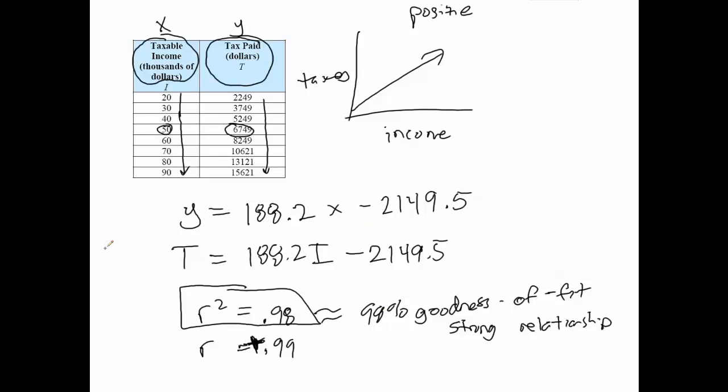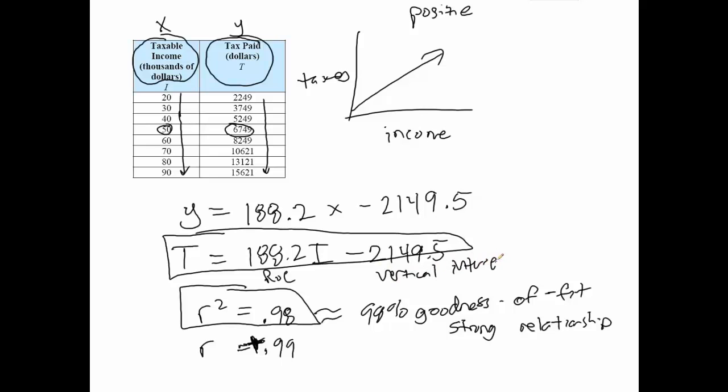Now, what can I do with this equation? Well, number one, I want to interpret what this is saying. So I know that this is the rate of change and that this is the vertical intercept, or is part of the vertical intercept. Well, I know that a vertical intercept, let's start there, is of the form (0, value), here negative 2149.5. Well, wait a minute, what does that mean? Well, 0 is the input, and 0 is the income. So this is the income in thousands of dollars, and for that income, this would be the taxes paid.